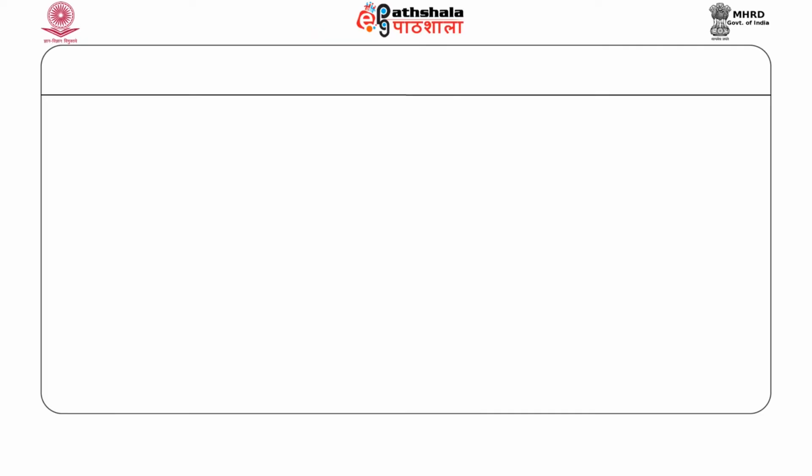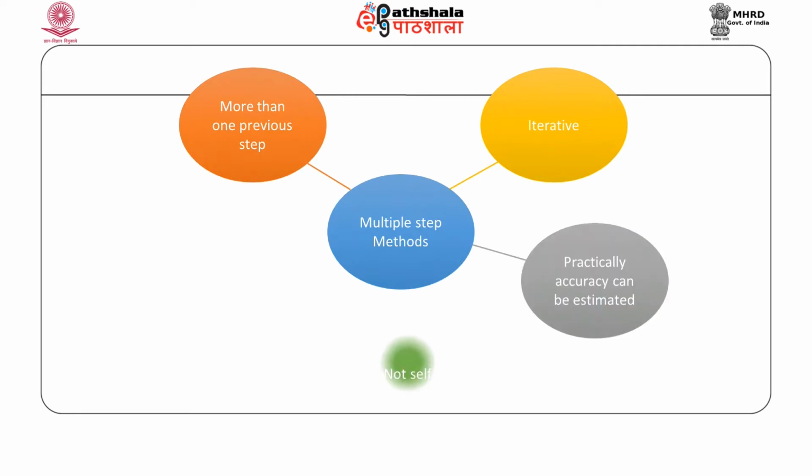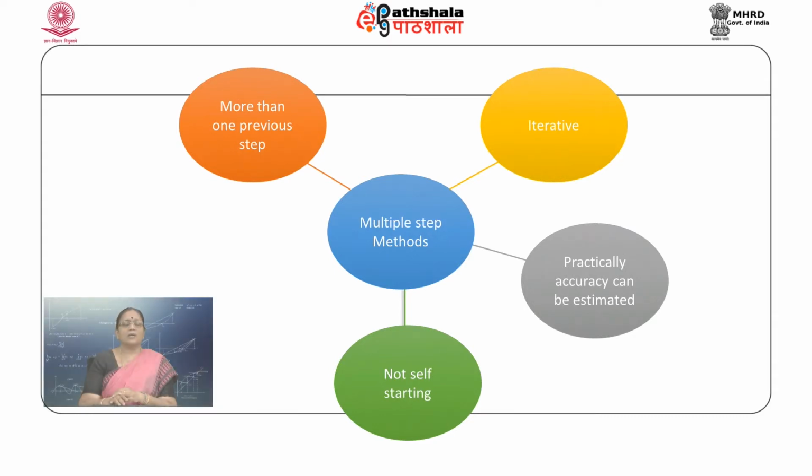The other category of numerical methods for solving differential equations is called multi-step methods. So, let us look at the characteristics of the multi-step methods. As the name suggests, they use the value of the function at more than one previous step to compute the value at the current step. Many of them, not all, are iterative in nature, and for those which are iterative, you can practically have an idea of how much accuracy we are achieving.